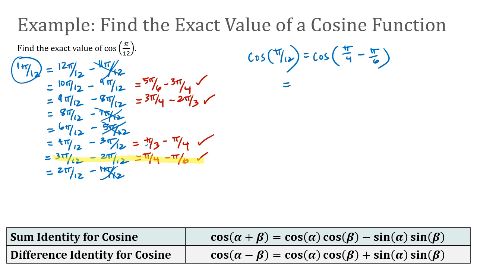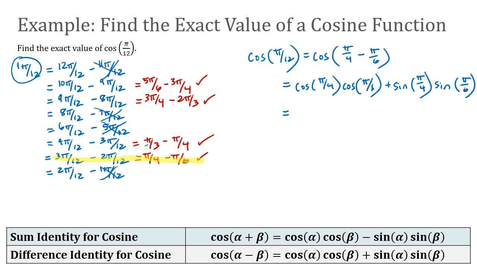And that's going to equal, I'm going to use the difference for cosine identity down at the bottom that says that this will equal the cosine of the first angle, so the cosine of pi over 4, times the cosine of the second angle, so the cosine of pi over 6, plus the sine of the first angle, pi over 4, and the sine of the second angle, which was pi over 6.